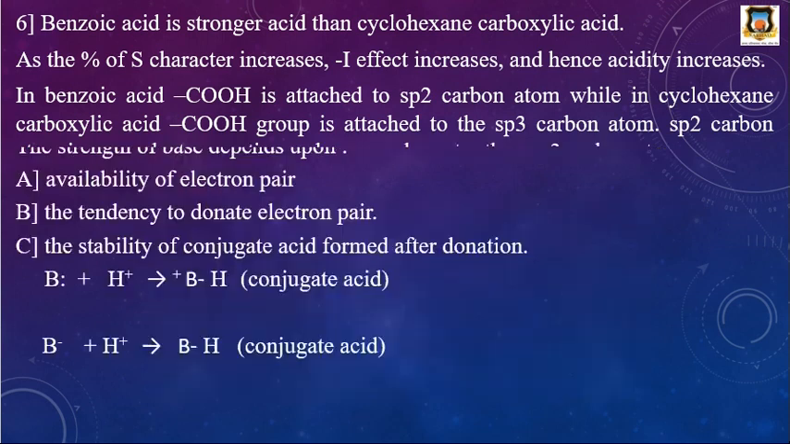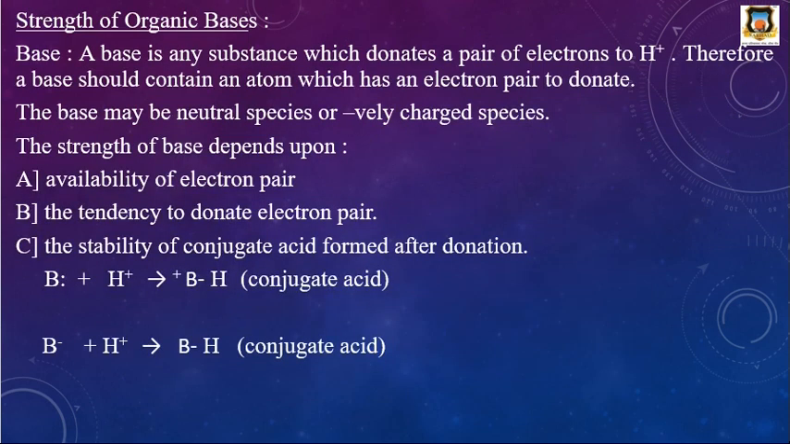Then next is the strength of organic bases. A base is any substance which donates an electron pair to H plus. Therefore, the base should contain an atom which has electron pairs to donate. The base may be a neutral species or a negatively charged species. The strength of bases depends on the first factor, the availability of the electron pair; the second factor, the tendency to donate electron pairs; and the third factor, the stability of the conjugate acid formed after the donation.